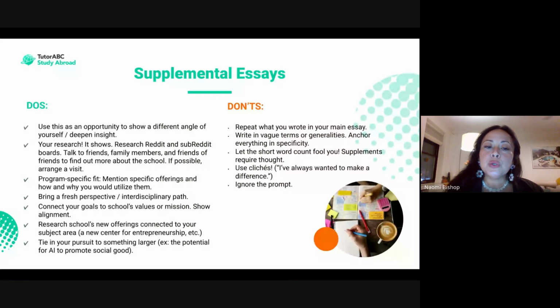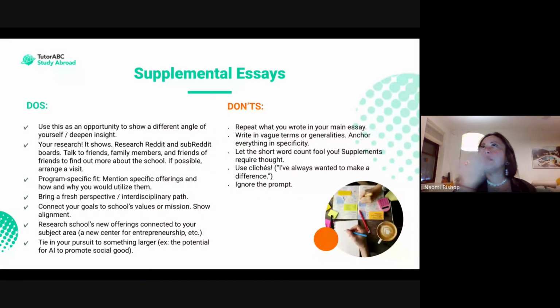Research a school's new offerings connected to your subject area. So for some schools, right now, machine learning is a big thing. So maybe they have a new center and they've put millions of dollars into that center. If you mention that center, it's going to give you big brownie points. It's going to show that you're, A, paying attention, and B, that you are going to invest in something they've invested real money in.